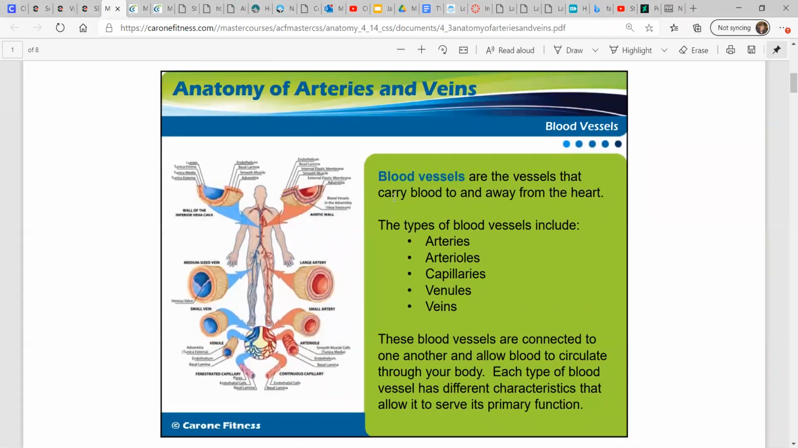Okay, so blood vessels we talked about last time. Those are the vessels that carry blood to and away from the heart. The types of blood vessels include arteries, arterioles, capillaries, venules, veins. These blood vessels are connected to one another and allow blood to circulate through the body. Each type of blood vessel has different characteristics that allow it to serve its primary function.